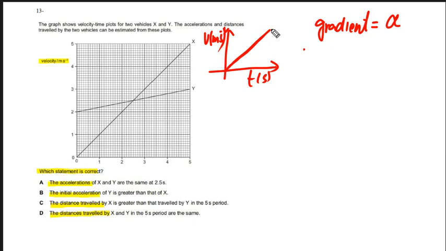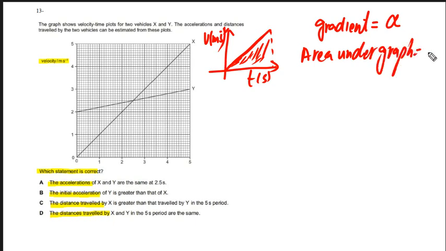So how about the area under this line? I mean the area under this graph. So we can say the area under the graph in this case will be equal to displacement. In this case, distance and displacement are the same, as these two bodies are moving in a straight line.